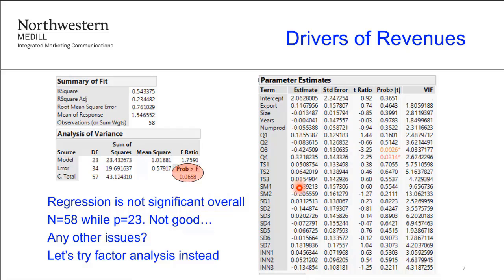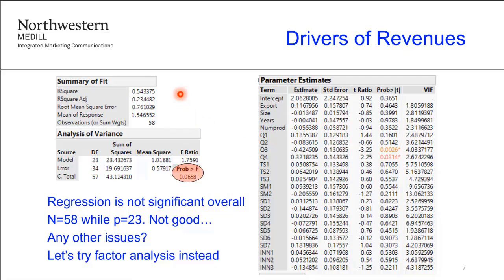Those are the estimates, which are the beta coefficients. If you look at the p-value, most of the variables are not significant except for question 3 and question 4, okay? Those two variables are the only significant variables in the model. If you look at the VIF, it looks like there are some multicollinearity issues here. For example, for SM2, the VIF is way over 5, so there is a multicollinearity issue as well.